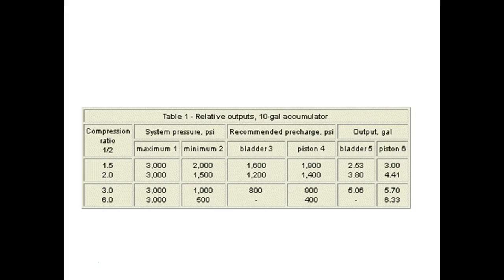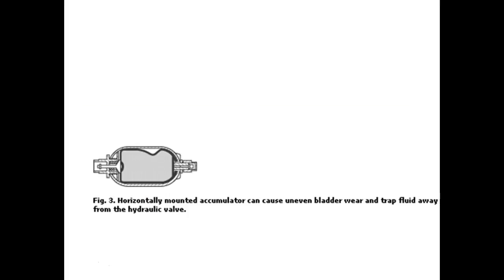So these are all 10-gallon accumulators. Horizontal mounted accumulators can cause uneven bladder wear and trap fluid away from the hydraulic valve. So very seldom are you going to see an accumulator that's mounted on the side. It's going to be mounted vertically.